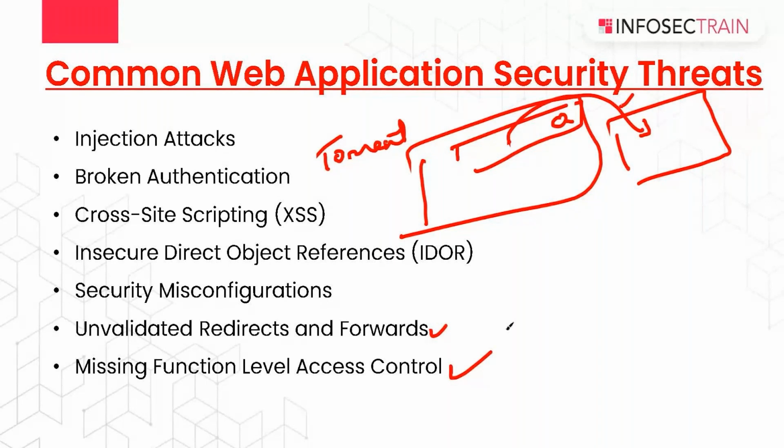This type of vulnerability occurs whenever our web application does not properly have control over its functionalities. Then the attacker can execute it to perform some unauthorized actions, to execute some unauthorized functions inside a web application.